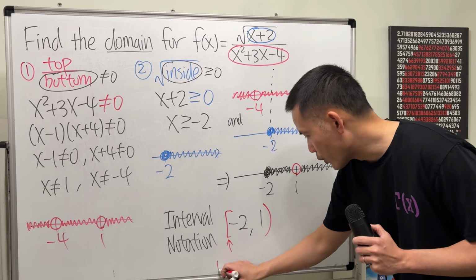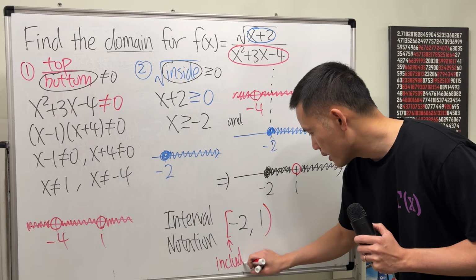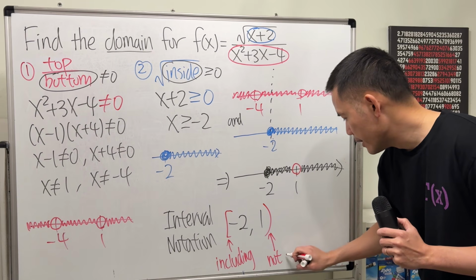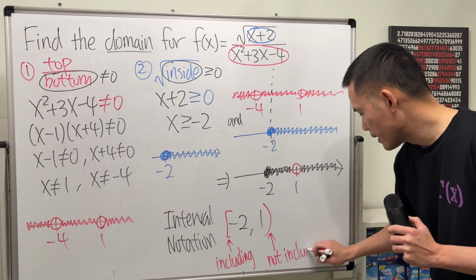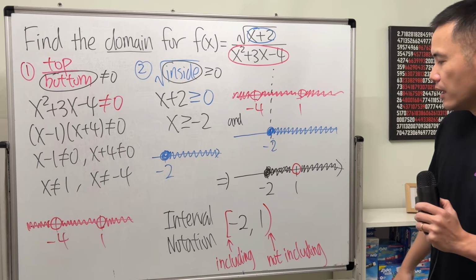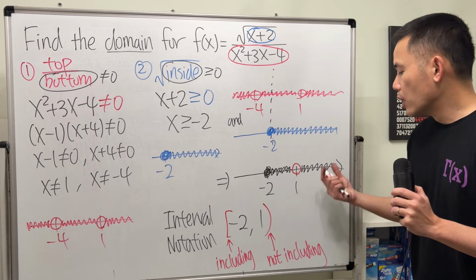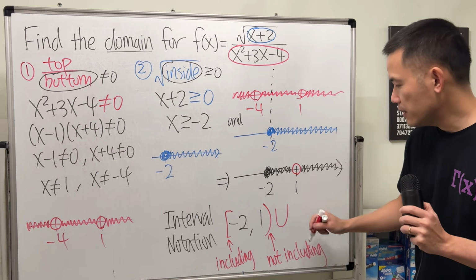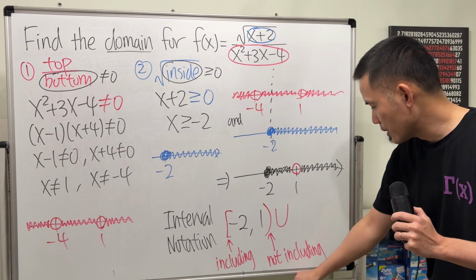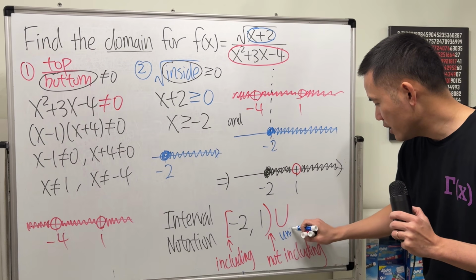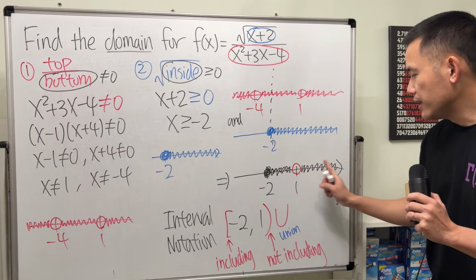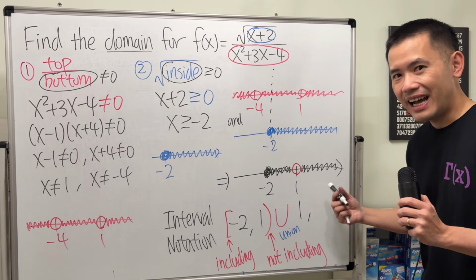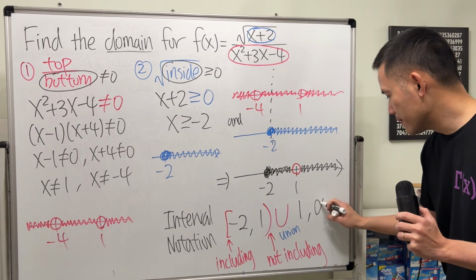The square bracket means we are including this number, and the parenthesis means not including. And then we have another piece that we're going to put together with this one. We put down the U, which stands for union. Then for the other piece, we start at 1 and we go all the way to the right, and that is past infinity.